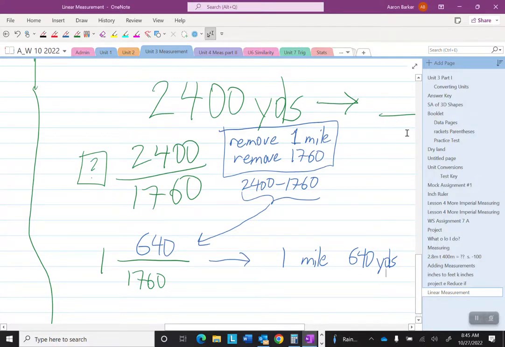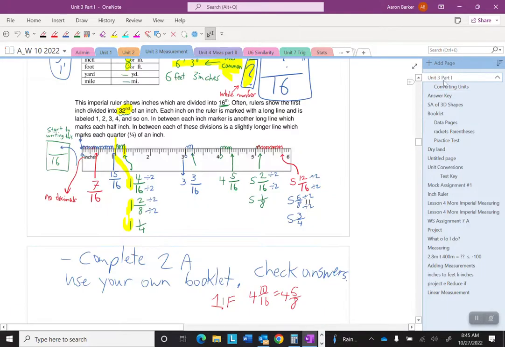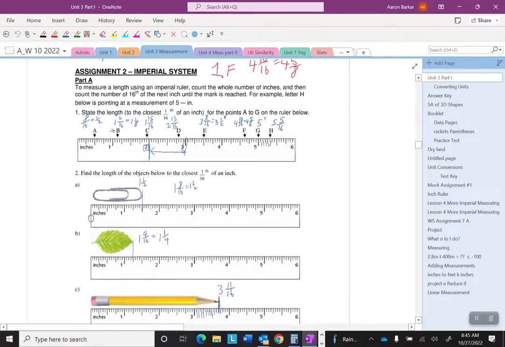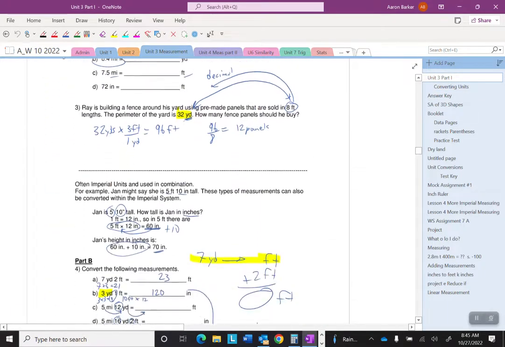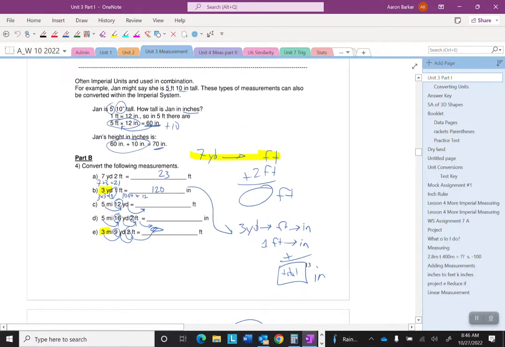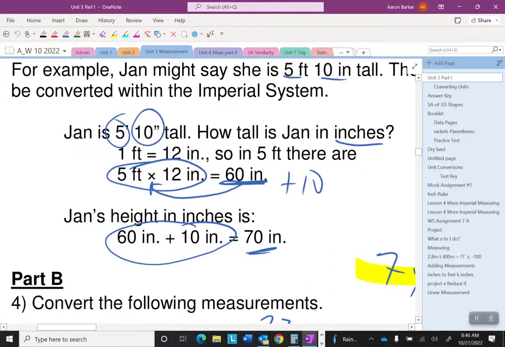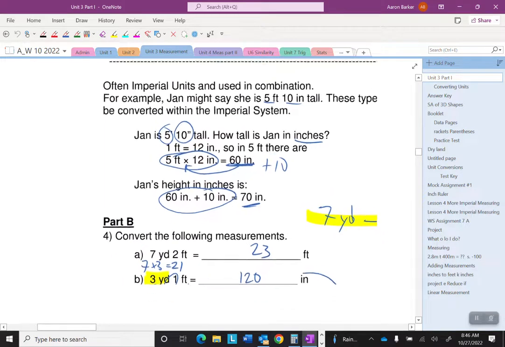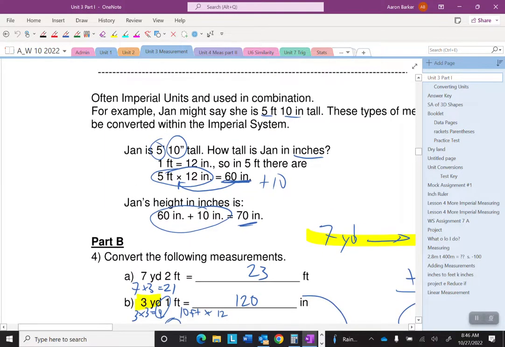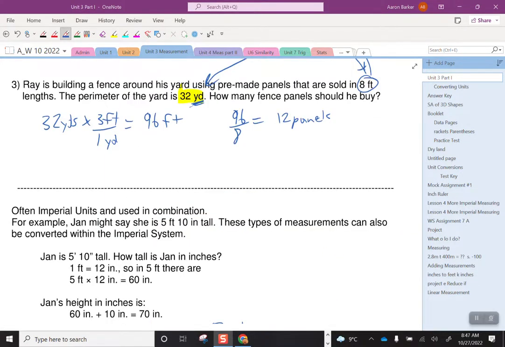Okay, so what we can do now is you can go to your booklet. We're supposed to have all this work done. And now part B. Okay, so let's look a little bit at part B. Doing one more example before I let you guys go. All right, here we go.